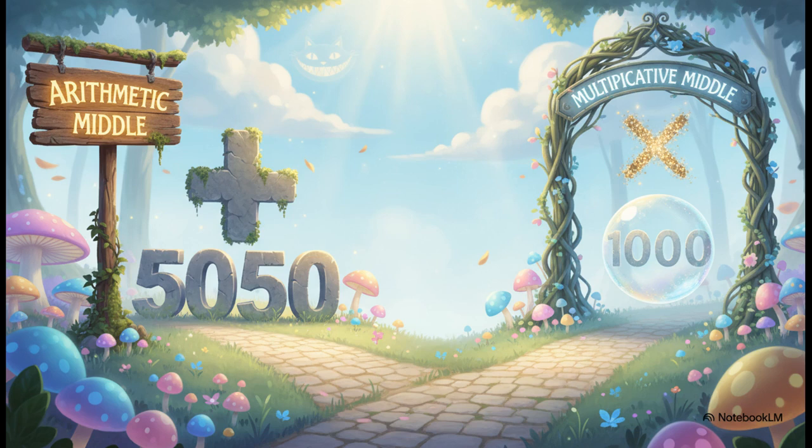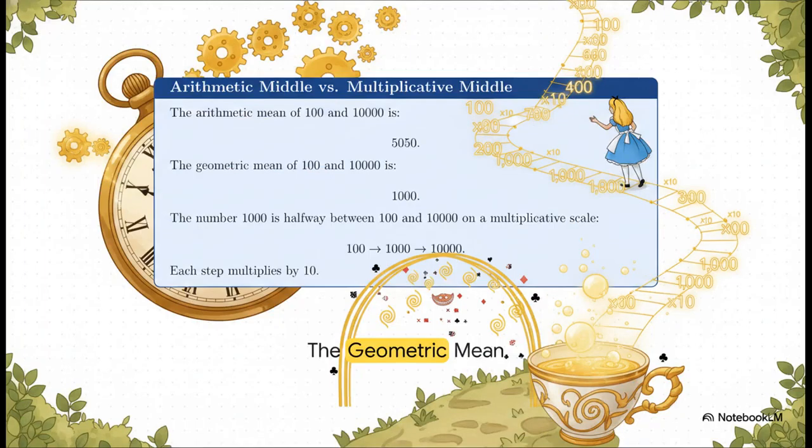The standard arithmetic average of our starting numbers, 100 and 10,000, is 5,050. But that log average of 3, that actually corresponds to exactly 1,000. And 1,000 is clearly nowhere near the arithmetic average of those two numbers. This happens because when you average logarithms, you're actually finding what's called the geometric mean. The number 1,000 is the halfway point on a multiplicative scale, not a linear one.